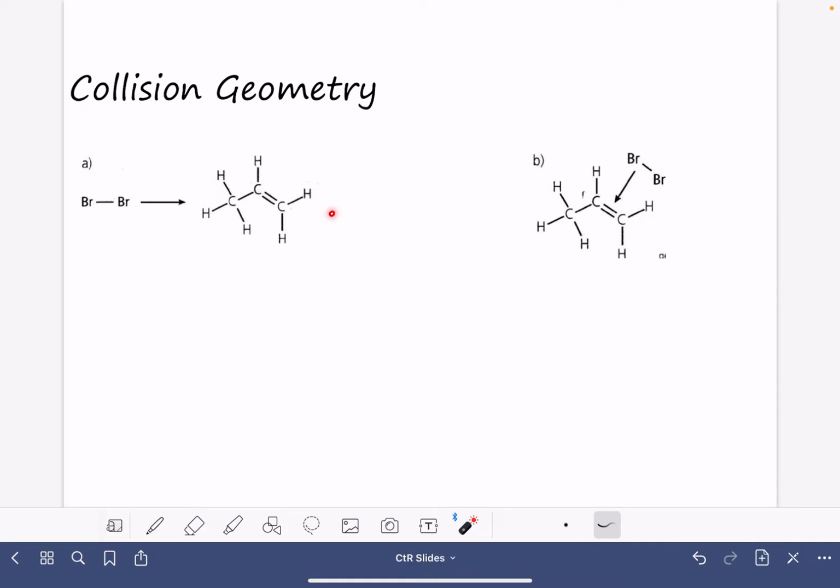Whereas if we go over to this side and we look at this bromine molecule, if it hits the propene here, then because it's hitting the double bond, it's got the potential to break that bond and add in. And in fact, what we would end up with is the molecule dibromopropane. Okay, so just like this, okay? So collision geometry is important because the atoms have to be facing the right way. They've got to be facing where they can add in, okay?